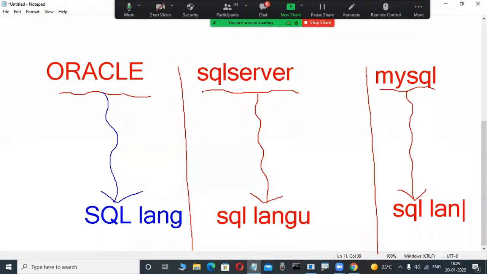Now what is my doubt? Many people attending this demo class have a doubt: are all these SQL languages the same or different? Whenever you are working on an Oracle database product, or your friend is working on SQL Server, or another friend is working on MySQL, all of you are using SQL, but are these SQL languages the same or different? Only one answer is correct.